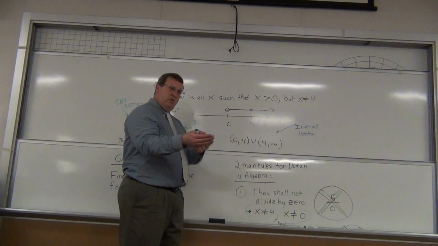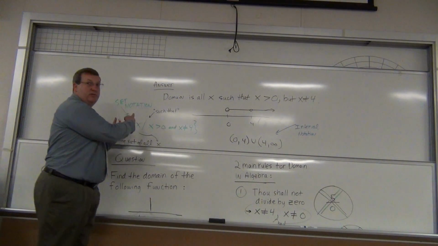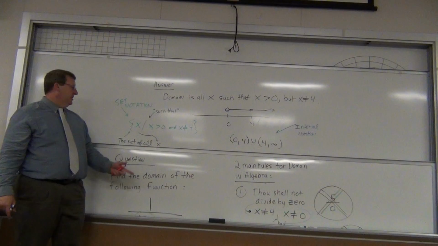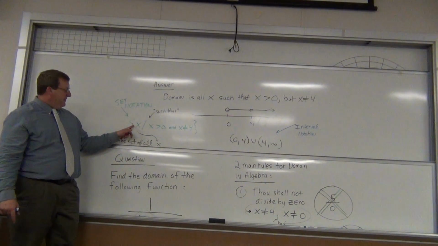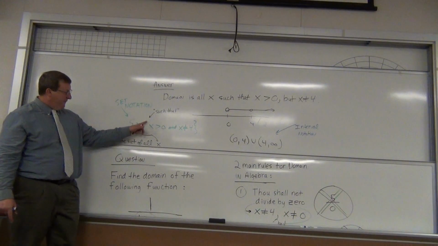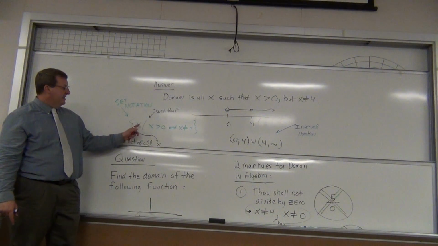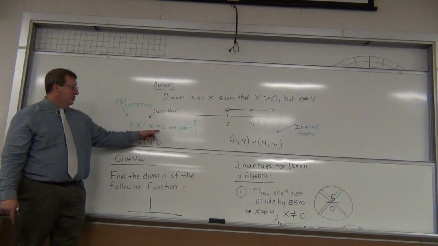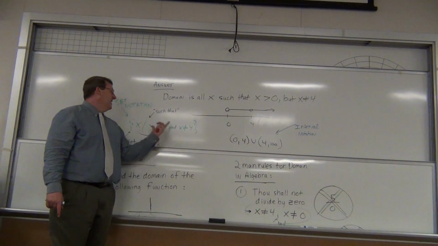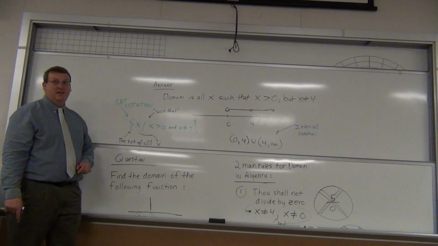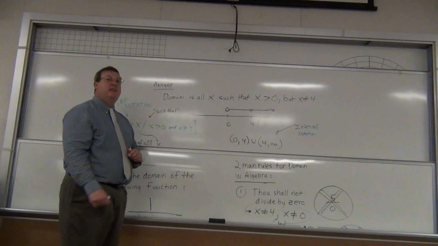What's more intuitive? There's something called set notation. Set notation looks like it has these brackets, x, this forward slash, x such that x is greater than 0 and x cannot equal 4. That's set notation for an answer. I hope that helps you with finding a domain for a tricky function.